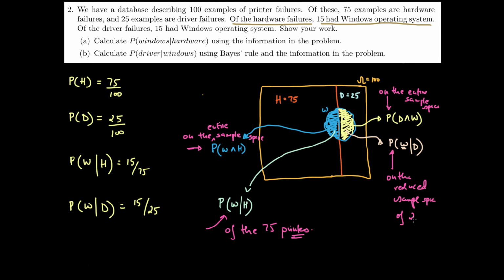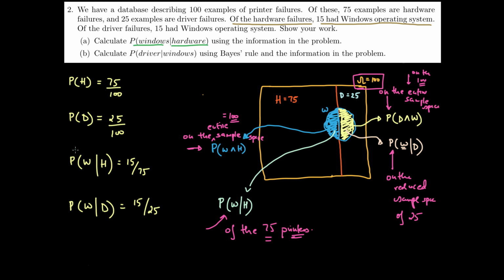Okay, of 25 printers, this is on the reduced sample space. 25 printers, this is on the entire sample space, meaning this is on all the 100 printers here, and this is also on the entire 100 printers, because the size of my omega is 100. Okay, so the first question here is to calculate the probability of Windows given hardware.